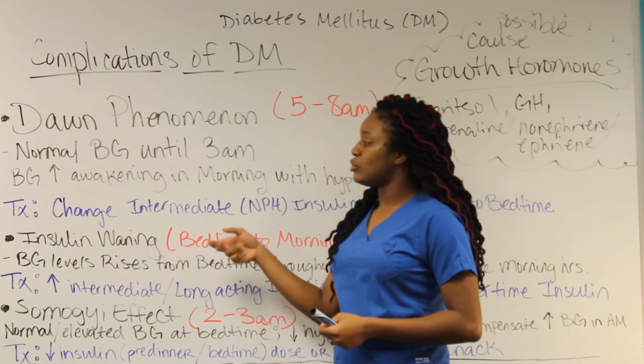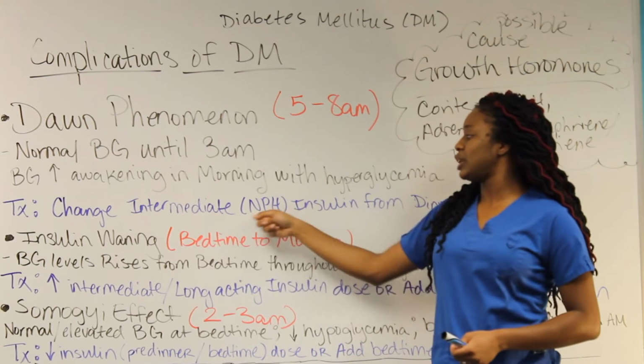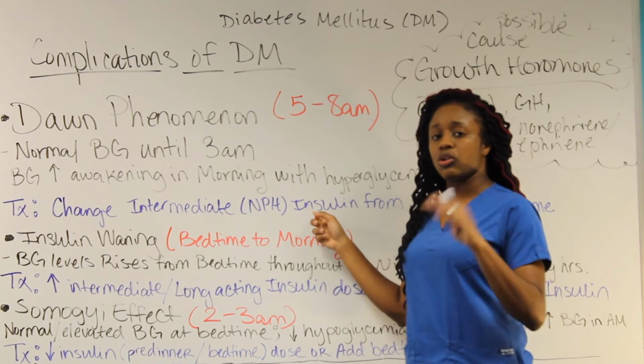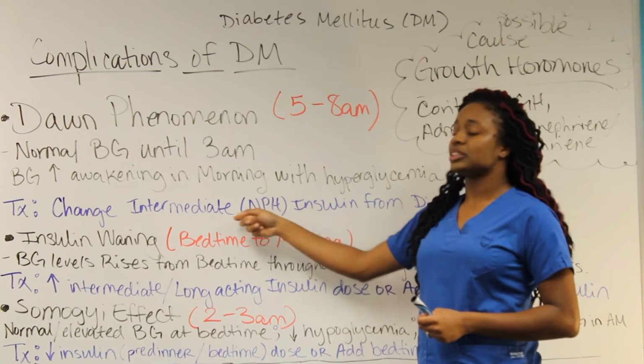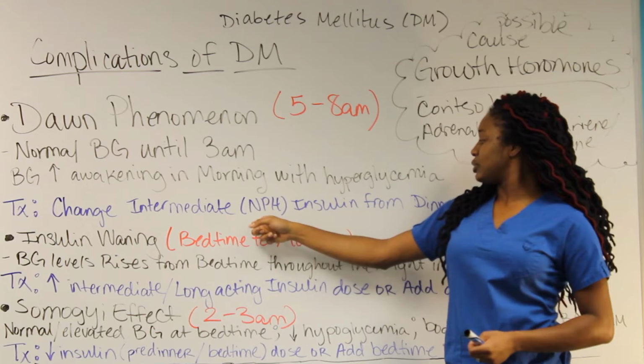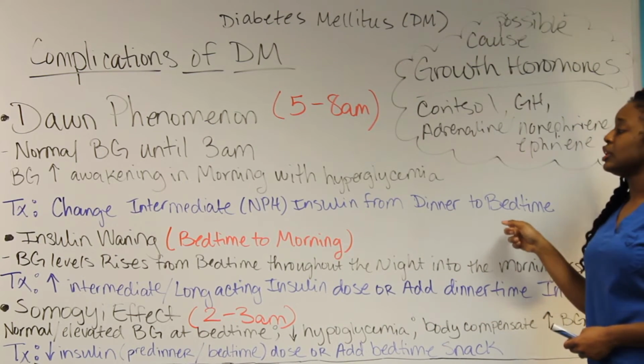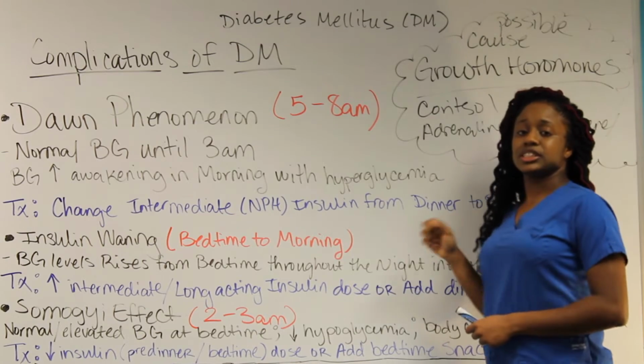So for dawn phenomenon, what we're going to do is simple. Just change your intermediate, which is the NPH insulin, which I'll go over later on about the different types of insulin. You're going to change your intermediate insulin from dinner time to bedtime. So to fix this, I'm just going to give insulin at bedtime.